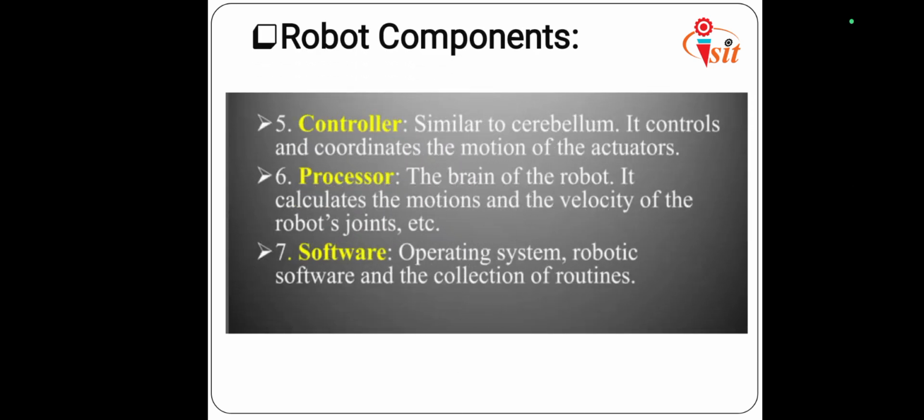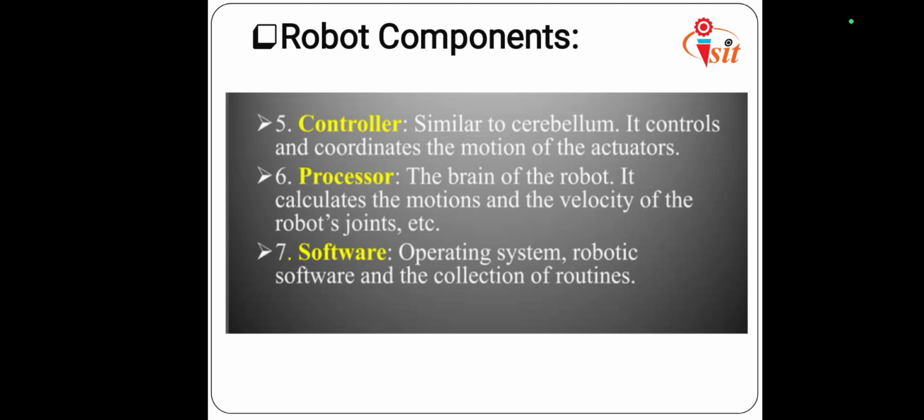So next component is the controller. Controller is very similar to the cerebellum of the brain. Every human being has a cerebellum, that is part of the brain. Cerebellum is the part of the brain which takes the decision. So very similar to that, the controller controls the robot and coordinates the motion of the actuator.